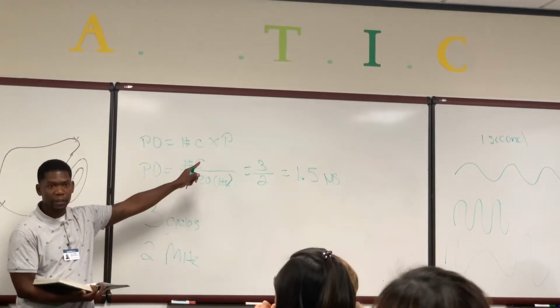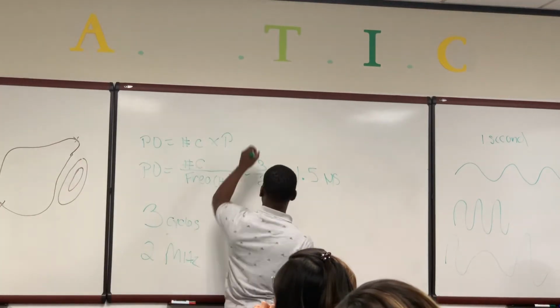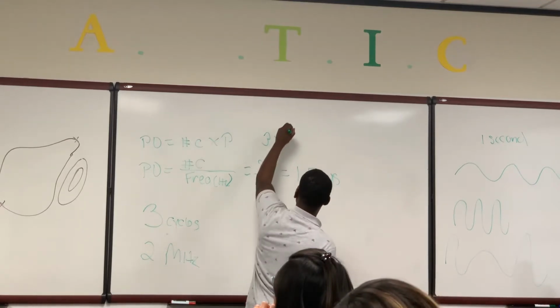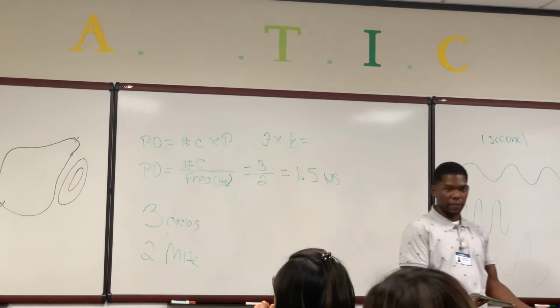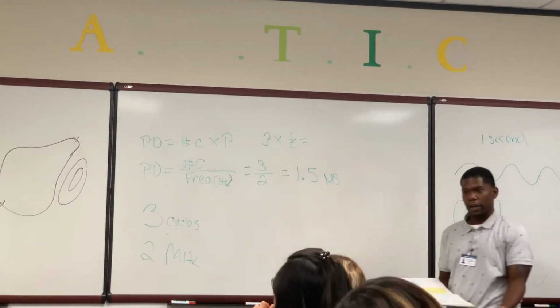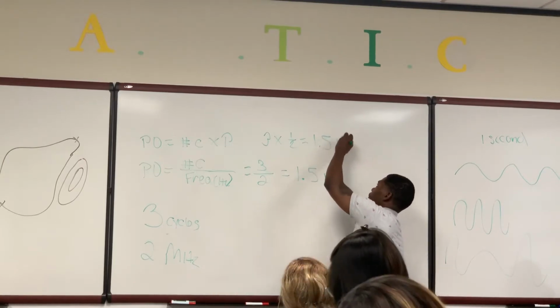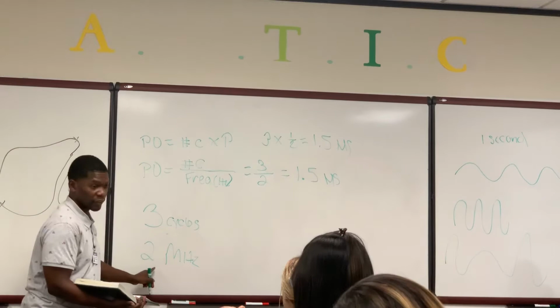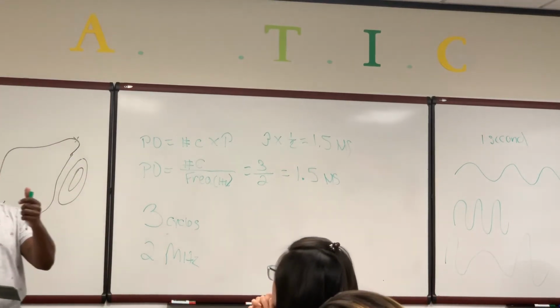So that's our period, correct? 1 over 2. So what is the number of cycles times the period? It's 3 times 1 over 2 equals 1.5, right? 1.5 microseconds. The period is the reciprocal of the frequency. The period is the reciprocal of the frequency. We're good, guys?